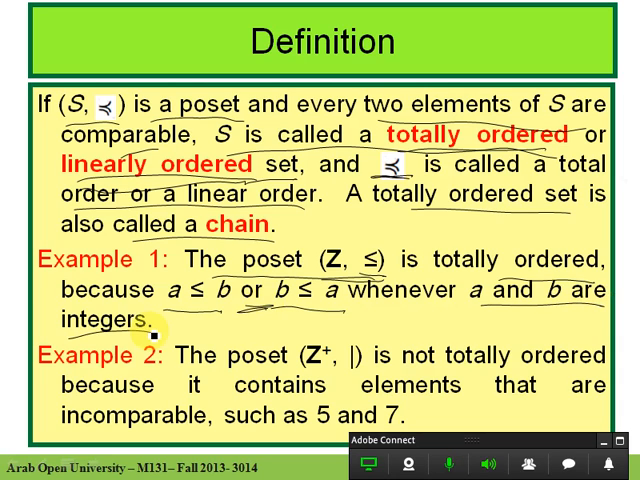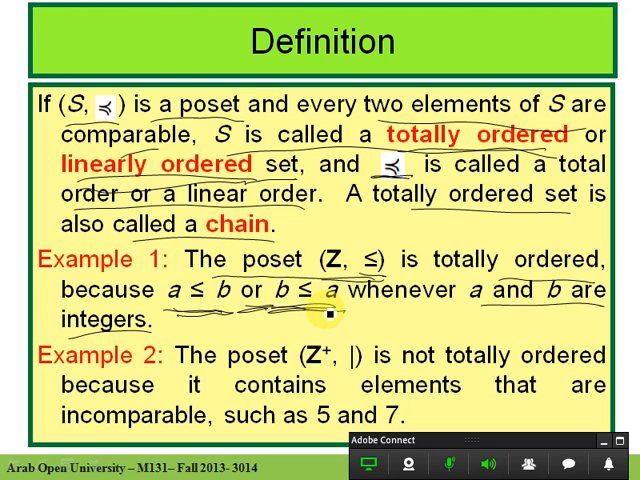If a equals 1, then b less than or equal to should be true. For example, if you take 2, 2 is less than or equal to 2, it is equal. Either it is equal or it is less than. So less than or equal to holds for a, b or b, a for every two elements.